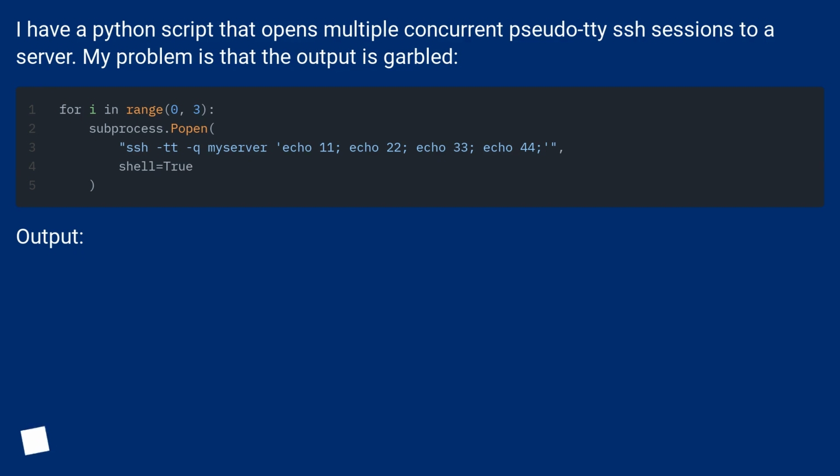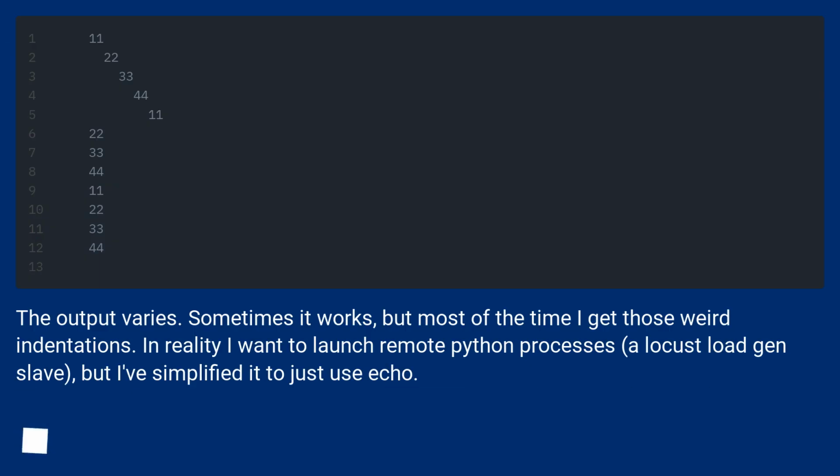Output. The output varies. Sometimes it works, but most of the time I get those weird indentations. In reality, I want to launch remote Python processes, a locust load gen slave, but I've simplified it to just use echo.